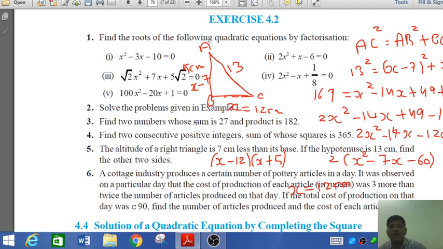So these types of sums you have to complete in your fair book. Exercises 4.1 and 4.2 we have already completed. Now in the next lecture we will try to see how to complete the method of completing the square. That we have to start in a new lecture.